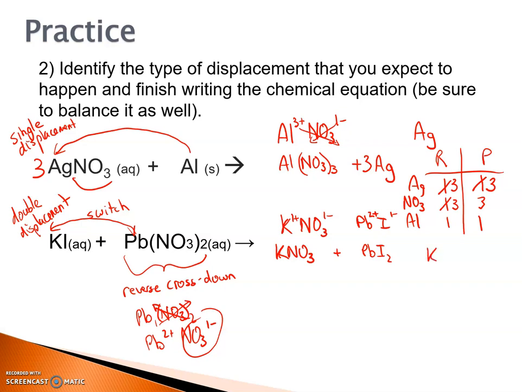I'm going to start with potassium. Nitrate is a polyatomic, so I'm going to keep that together, then lead and iodine. In my reactant side and my product side, let's see what we get. Initially, we have 1 potassium, 1 iodine, 1 lead, and 2 nitrate. On the product side, we initially have 1 potassium, 2 iodine, because it's I2, 1 lead, and 1 nitrate.